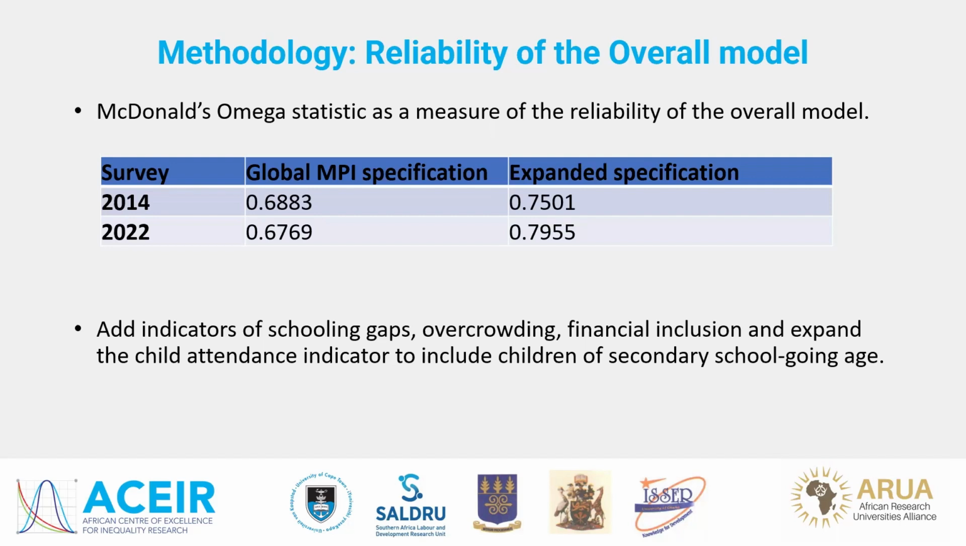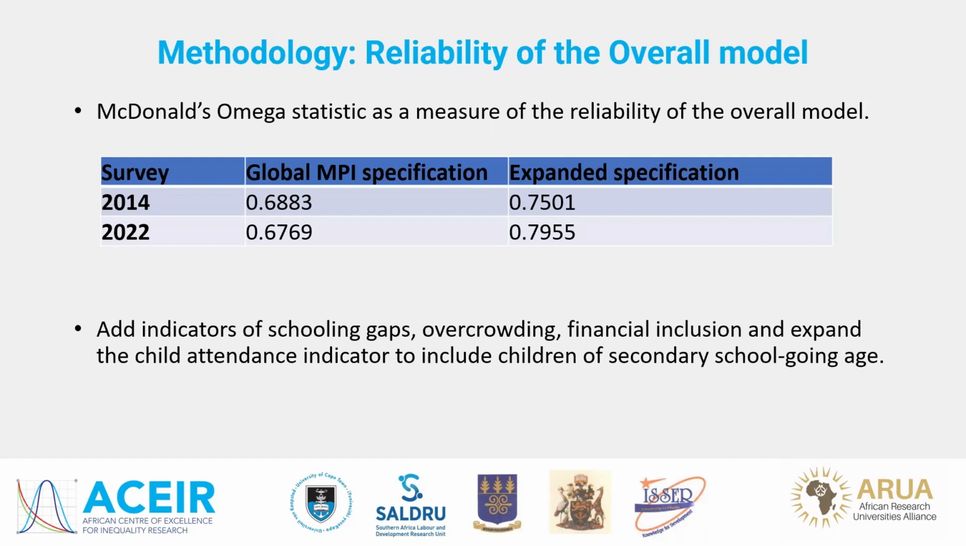It's an iterative process. We start with the global MPI specification and test the overall model specification. As we can see, for both surveys the threshold is not met. So we figure that we may need more indicators to get our model to the threshold. We include additional indicators for schooling gaps, meaning you're in school but more than 2 years behind where you're expected to be at your age. Then overcrowding, meaning more than 3 people sleeping in one sleeping room. Financial inclusion, whether the person has a bank account or not. And we expand the child attendance indicator to include children of school-going age, because the global MPI only includes children of primary school-going age.